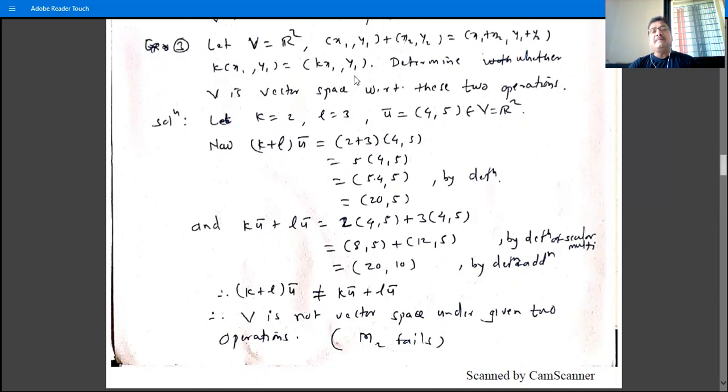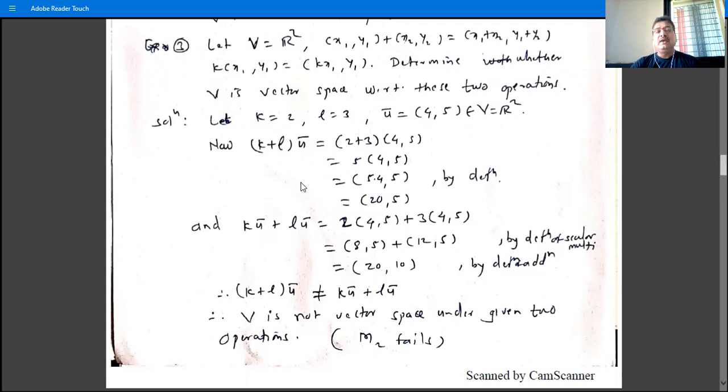Out of those 5 properties, pick the property which fails for this set, and that property is the M2 property. What is the M2 property? K plus L times U bar, where K and L are scalars, is equal to K U bar plus L U bar. This is the M2 property. But if we show that K plus L U bar is not equal to K U bar plus L U bar, then we say the property M2 fails for this set V, and therefore V is not a vector space. So by trial and error we find the property which fails for that set.